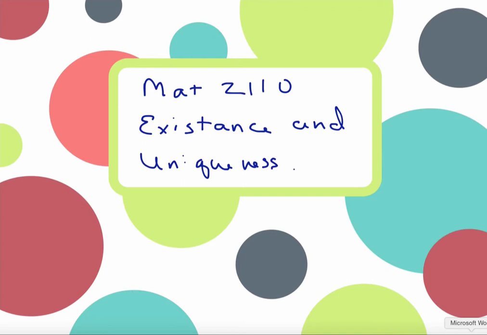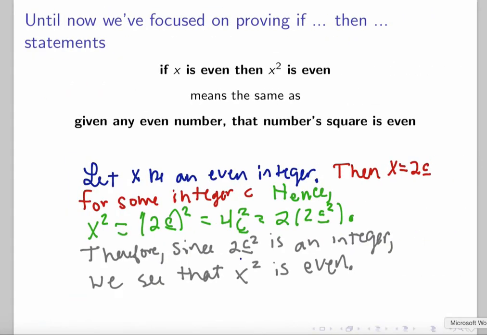In this video, we're going to talk about existence and uniqueness proofs. So up until now, we focused on proving if-then statements, like if x is even, then x squared is even. And if you remember from when we were trying to think about how to quantify statements, another way of saying if x is even, then x squared is even is saying given any even number, that number's square is even. That if is really an implied for all quantifier.